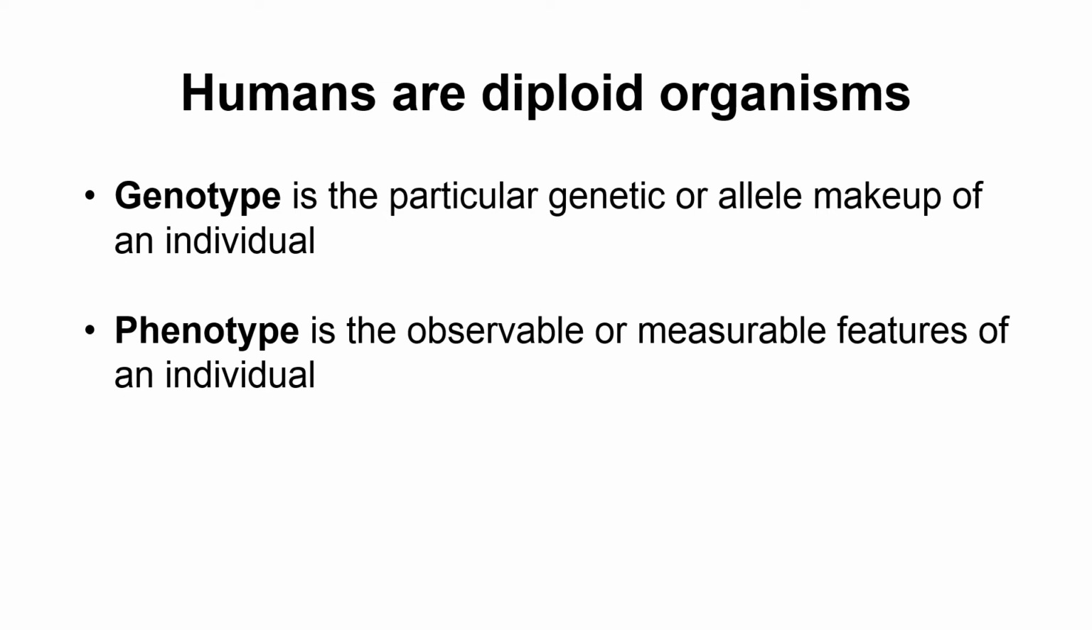A good way to think about phenotype is your looks. Think about your looks. Okay? So let me give you an example of a phenotype. If we're talking about eye color, we're going to be talking about, for example, blue eyes or brown eyes. You can actually see that. Okay? Now, the genotype determines the phenotype of the individual.